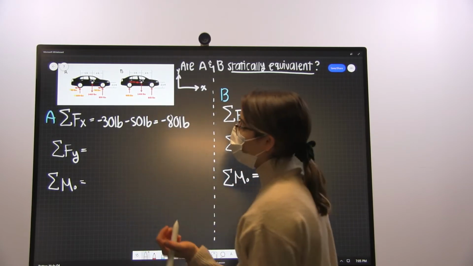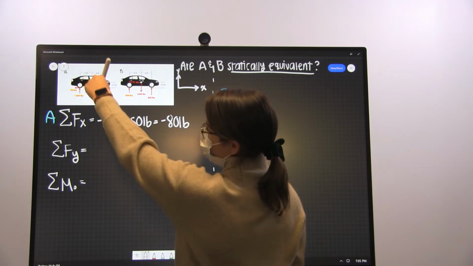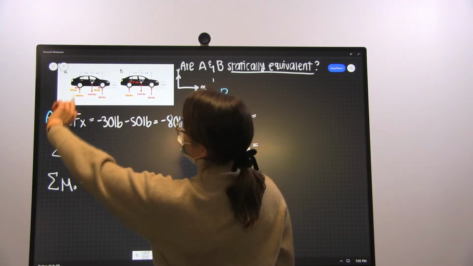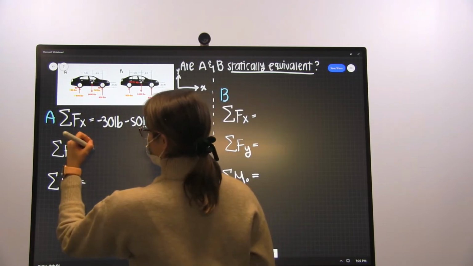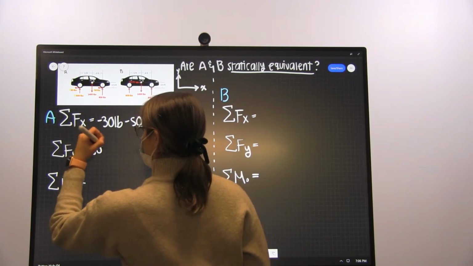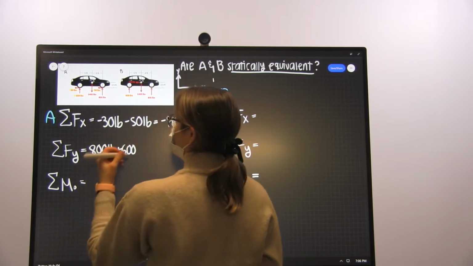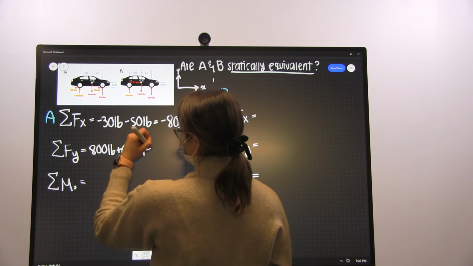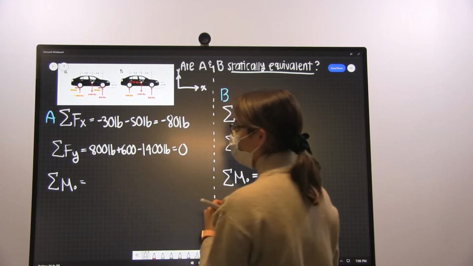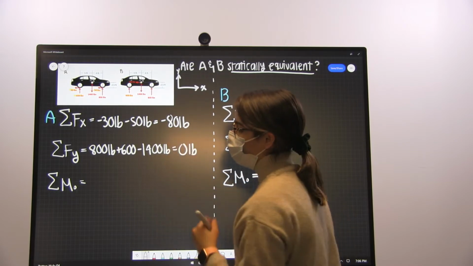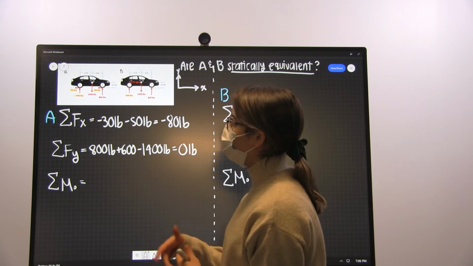Sum of our forces in our y direction, we have 1,400 pounds going down, so negative. We have a 600 going up and 800 going up. So that is 800 pounds plus 600 minus 1,400. That's equal to 0.